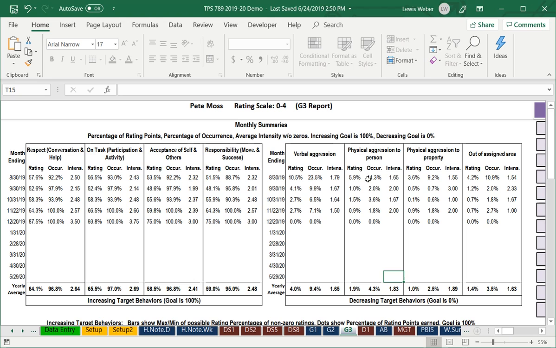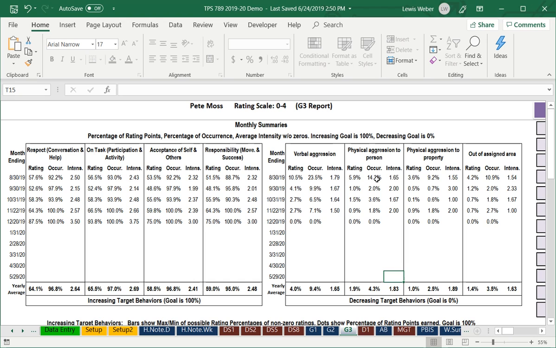So what this tells us is that the rating percentage went down not because the intensity or the rating values went down, but because more zeros were earned. And in fact, when the physical aggression occurred, it remained at this level, which was, let's say, medium level. So the reason that we see the improvement in rating is not because Pete's physical aggression to a person was less intense, but because it was less occurring. That's where the effect is. So we have to look at all three of these columns. This tells us the overall effect.